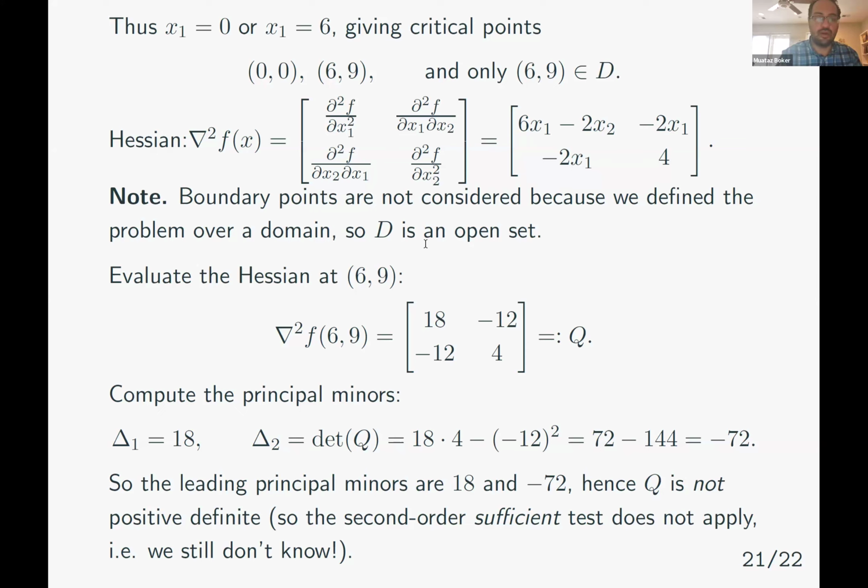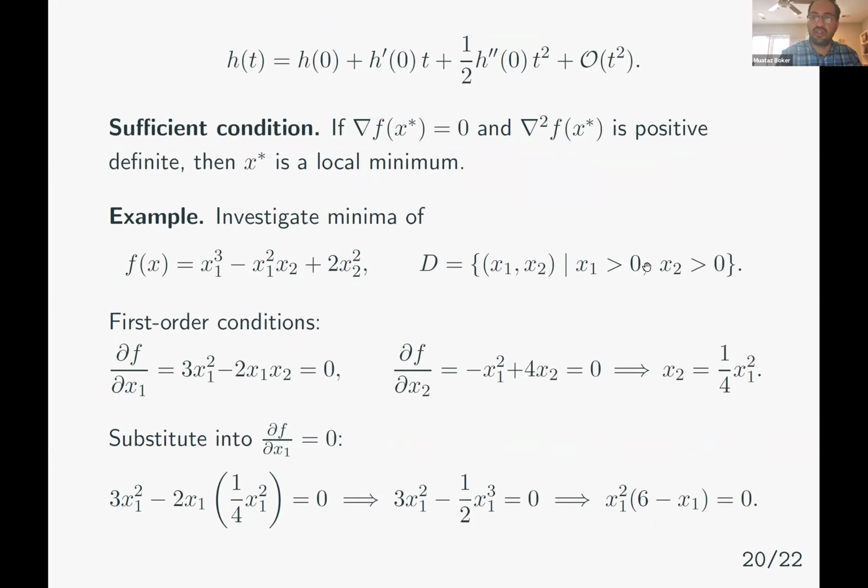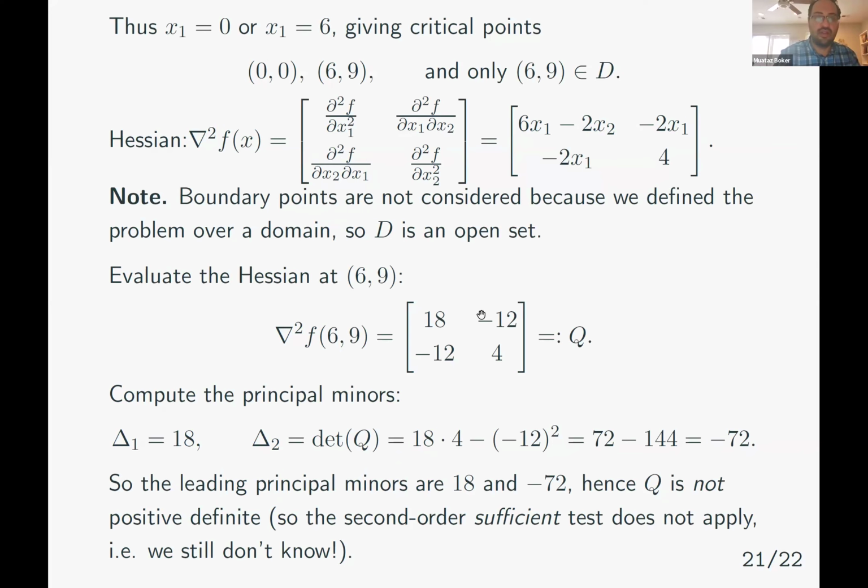As a side note, because D is an open set, of course we don't consider the boundary points. The boundary point of this domain is obviously (0, 0), so we don't consider it. So we evaluate the Hessian at (6, 9). If you plug in 6 and 9 here, this is the Hessian matrix. We call that Q.